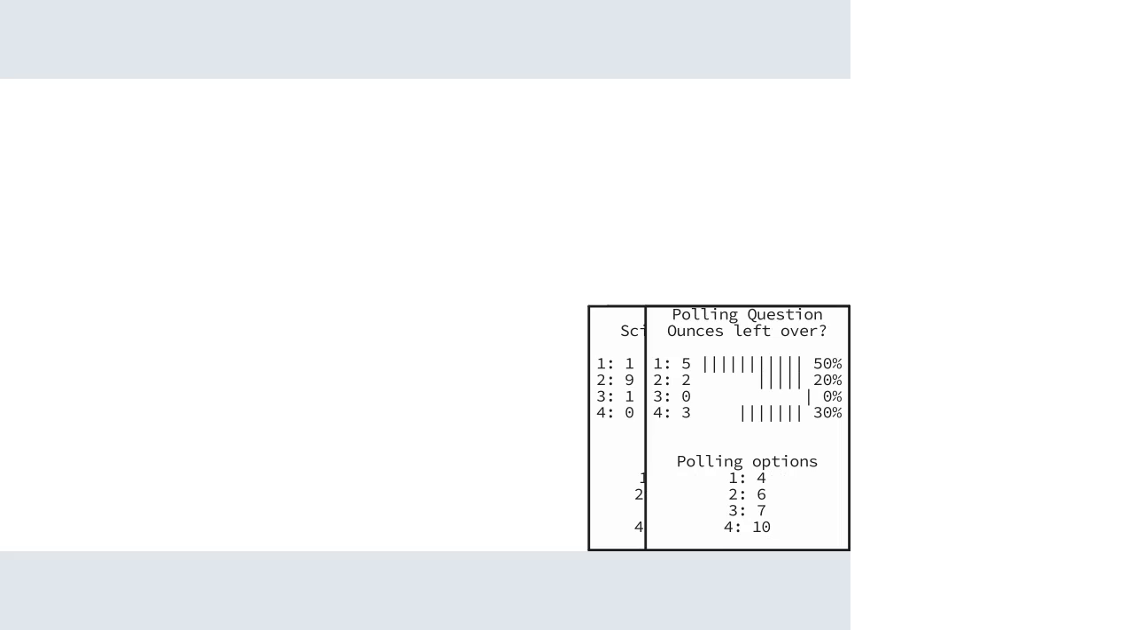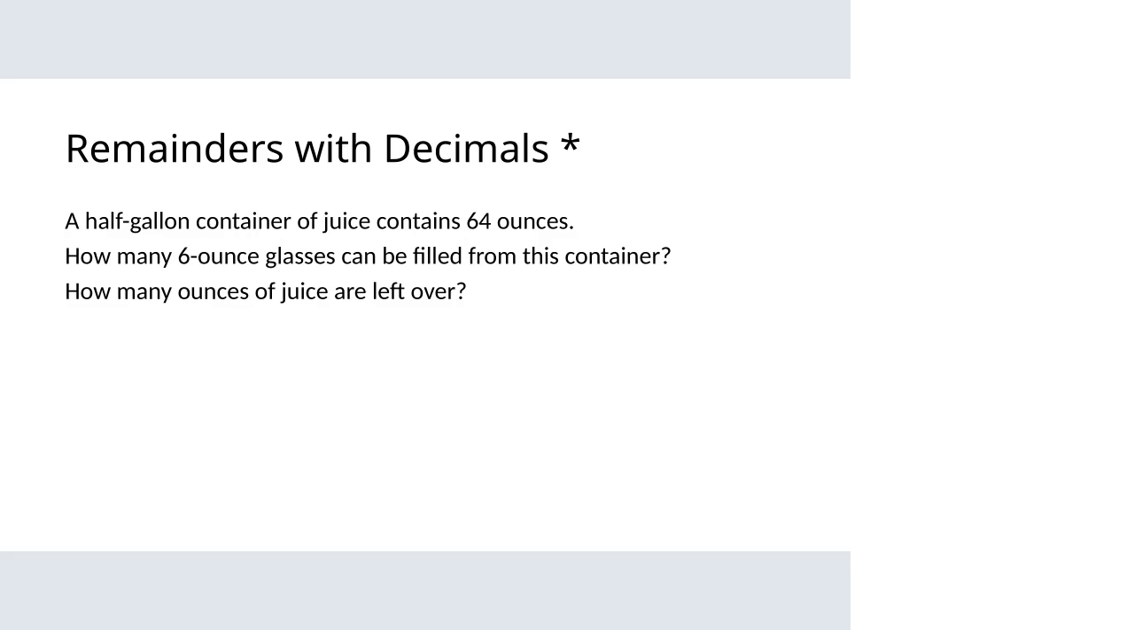Oh, so we're spread around pretty good on this. This turned out to be more challenging than I expected. All right, so let's talk through this one very carefully. So we've got 64 ounces. How many 6-ounce glasses can be filled? This one's pretty straightforward as far as that goes. We're just going to do 64 divided by 6.